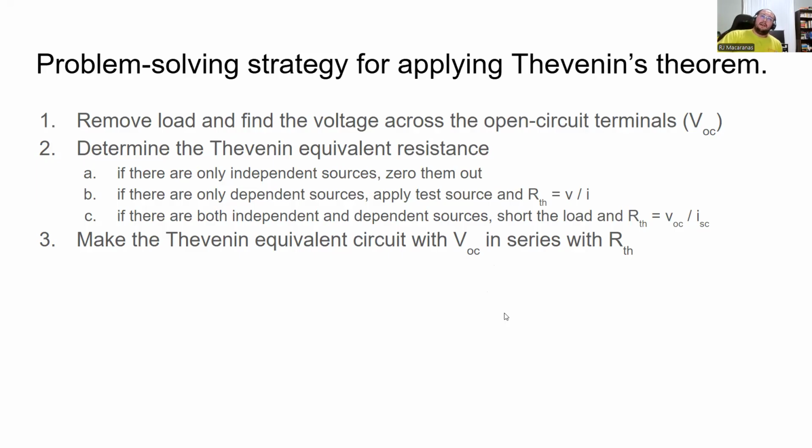If there are both independent and dependent sources, then you need to short out the load. You've already figured out the open circuit voltage, so you just need to determine the short circuit current, and the ratio between those two will give you the Thevenin resistance, just by Ohm's law really. Once you've determined both of these, you make your Thevenin equivalent circuit, and you can figure out whatever it is you need to with that circuit.